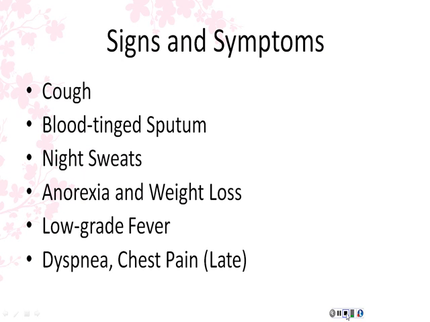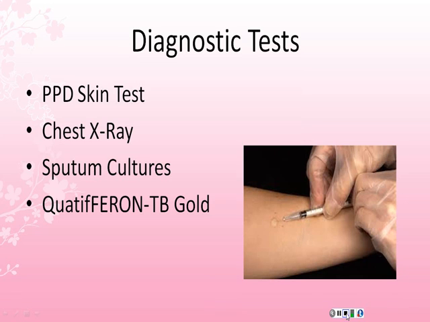So diagnostic tests, they'll do that PPD test, and induration after 48 to 72 hours would be considered positive. They can do chest x-rays to screen those with positive TB tests, just to see if there's any lesions there in the lung. They can do sputum cultures, again looking for that acid-fast bacillus. And then they can do the QuantiFERON-TB Gold, which is a blood test that detects the cell-mediated immune response to the TB bacteria that's in the blood.